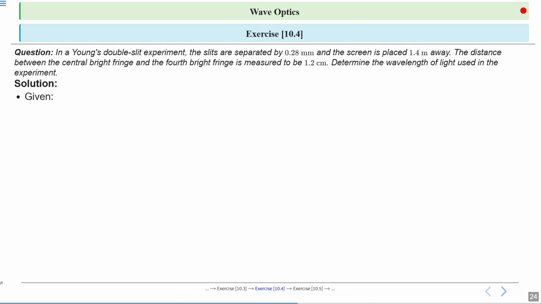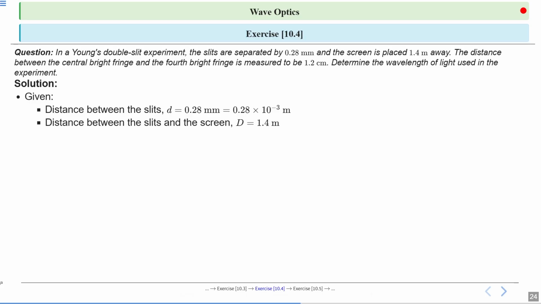So let's begin by listing the given information. First we have the distance between the slits, d equal to 0.28 millimeter, which we convert to meters for consistency over calculation. So it will become 0.28 into 10 to the power minus 3 meter. Next we have the distance from the slits to the screen, labeled capital D. This is 1.4 meters. This distance is important because it affects the spacing of the interference fringes on the screen.